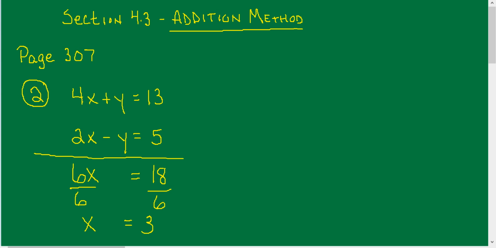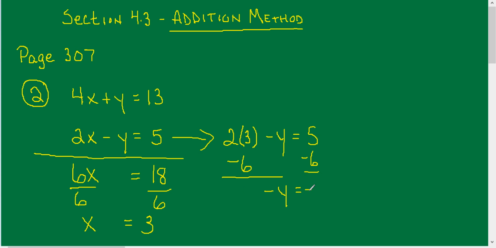Okay, so we've got x is 3, but now what is y going to be? So just plug in 3 for the x in either one of these equations. Maybe this one will be a little easier. So it's going to be 2 times 3 minus y equals 5. Alright, so this is 2 times 3 is 6, so I'm going to subtract 6 both sides. And I've got negative y equals negative 1. So therefore, y equals 1.